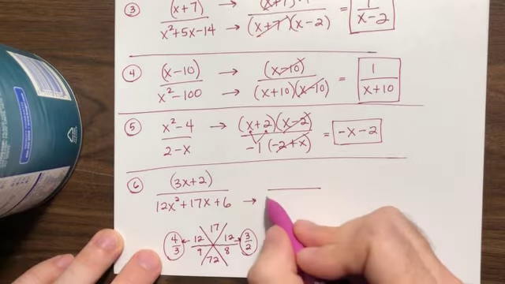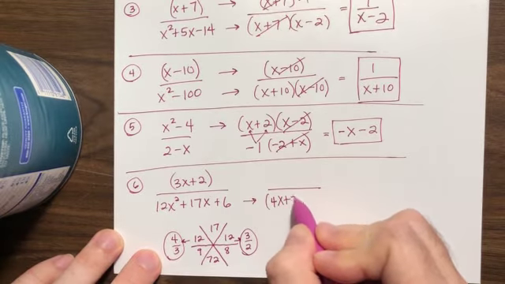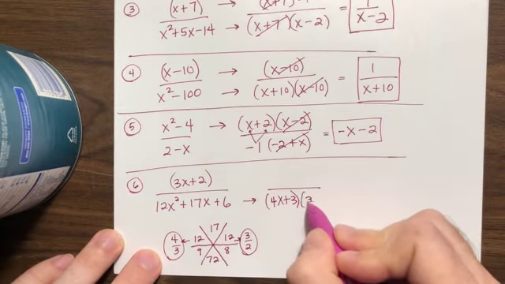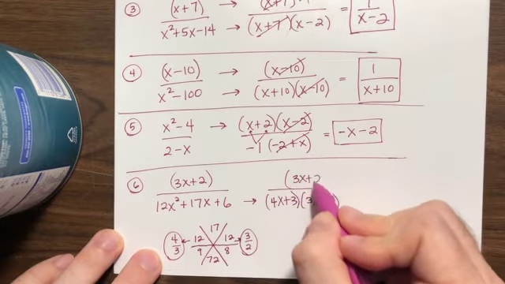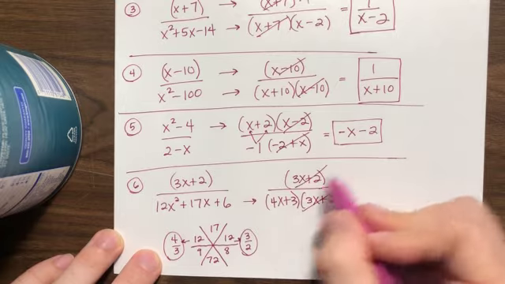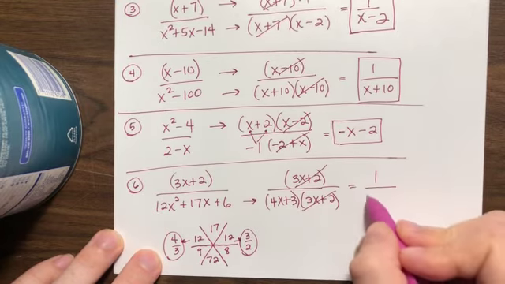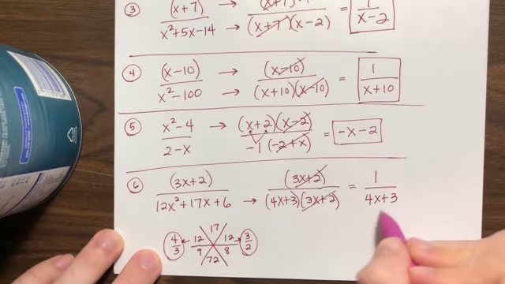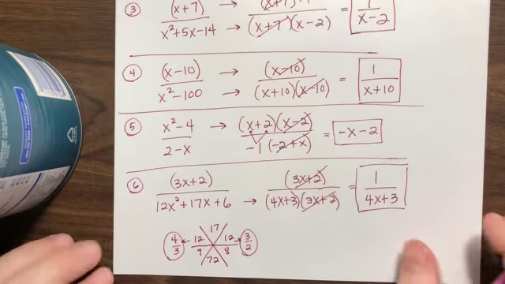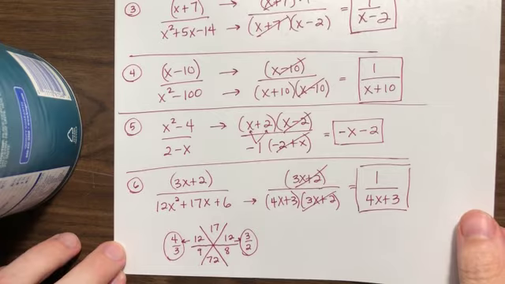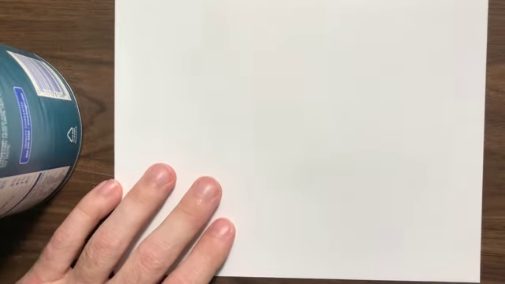So what these two give me is 4x plus 3 and 3x plus 2. Oh, man, that's nice because there's already a 3x plus 2 up here to cancel with. Boom, boom. So 1 over 4x plus 3 ends up being the answer. So it's all about factoring and canceling. Okay? Number 7.